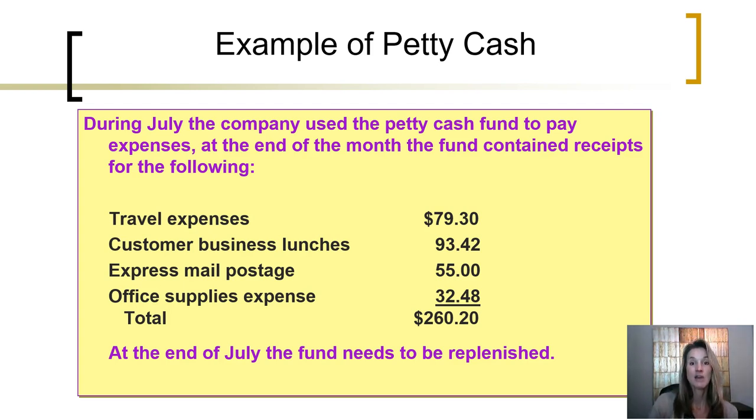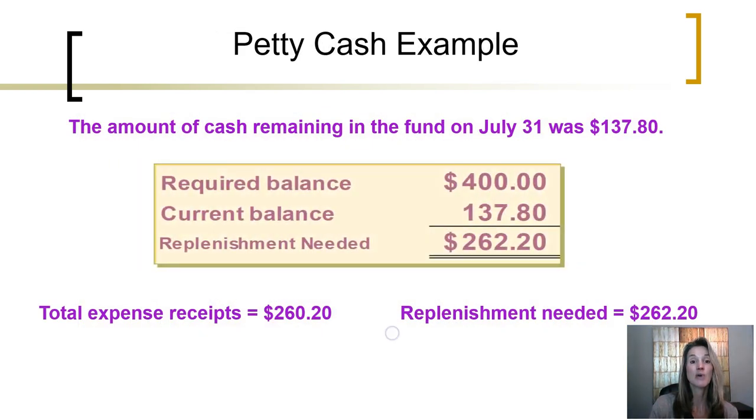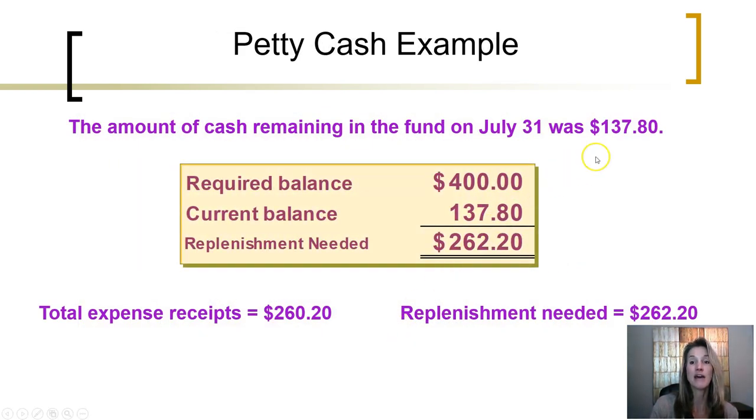established amount. So the first thing we need to do in a replenishment is figure out how much cash is needed to replenish the fund. If the amount of cash remaining in the fund at the end of July was $137.80, we counted the cash and figured out that was the amount left. We need to get the cash back up to a required balance of $400. There is currently $137.80 in there. We need another $262.20 to get the petty cash fund back up to its established amount of $400.